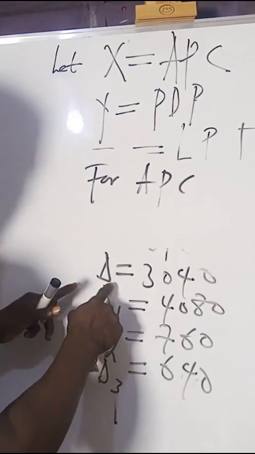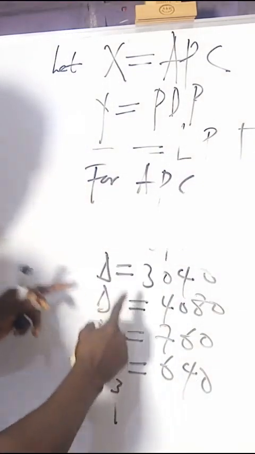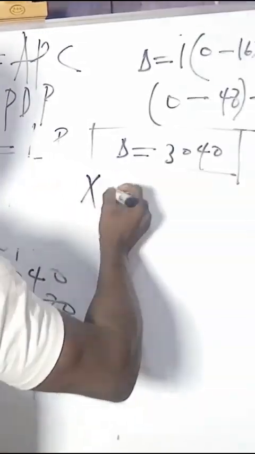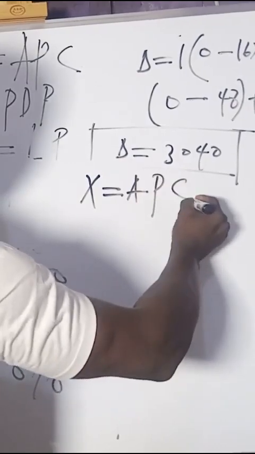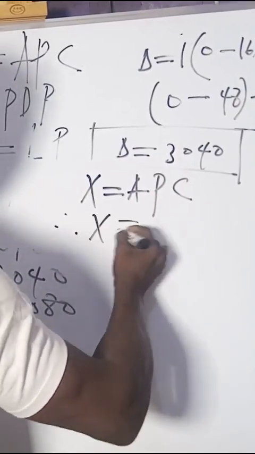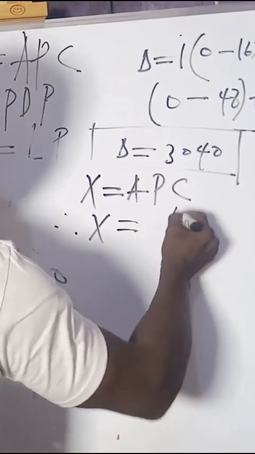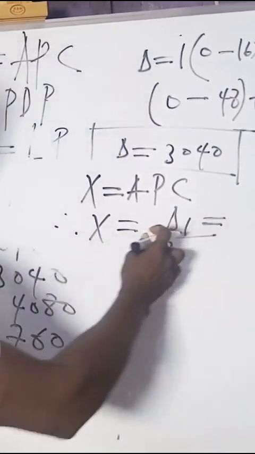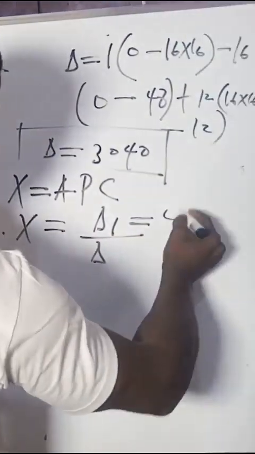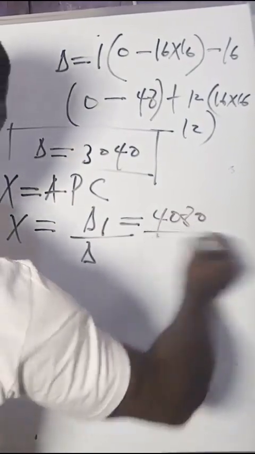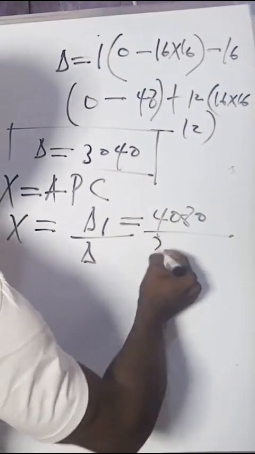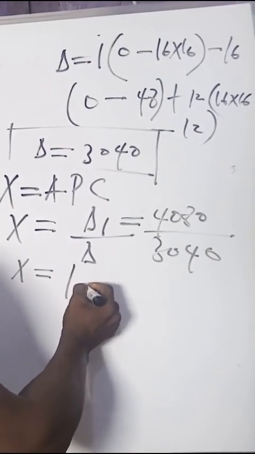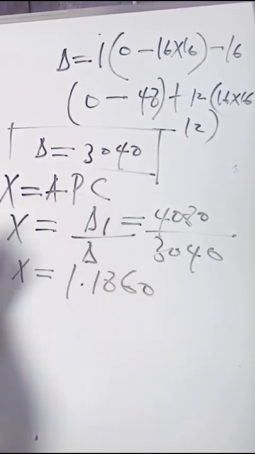Having gotten the determinant, and delta 1, delta 2, and delta 3, what is the value of the variable x? Remember, x is standing for APC. So x is equal to delta 1 all over the determinant. Delta 1 is 4080 all over the determinant, which is 3040. By the time you simplify, you are going to obtain 1.1860.